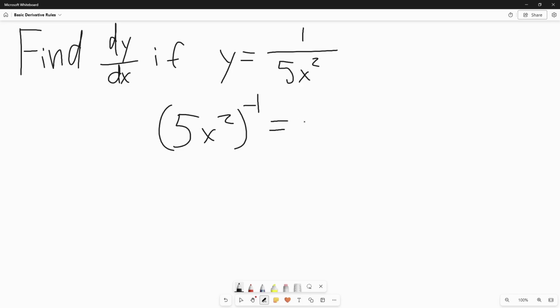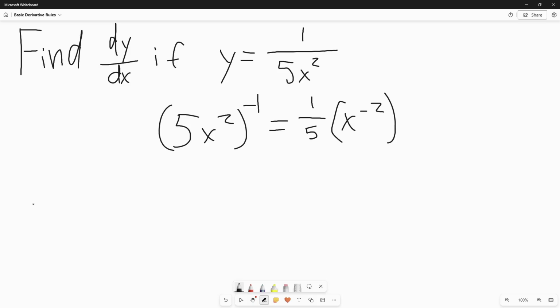And this is equivalent to 1 over 5 times x to the power of -2. We just distribute the -1 into each term. And 1 over 5 is a constant, so we can ignore that for now. So let's just find the derivative of x to the power of -2.